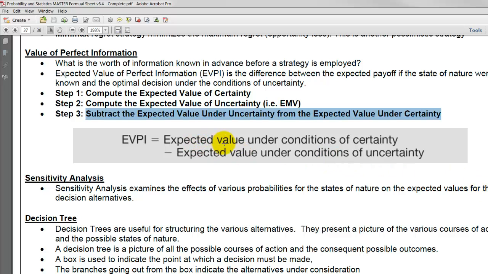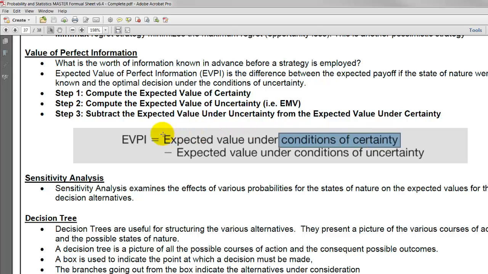Where the expected value under the conditions of certainty, we've said that given that we had perfect information, meaning the best decision was made underneath each state of nature, if we can calculate that, and that's what I'm referring to as that EV given PI value, we simply subtract that from our expected monetary value from the first set of rules that we implemented.